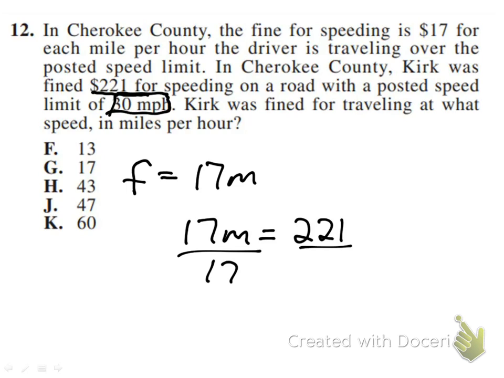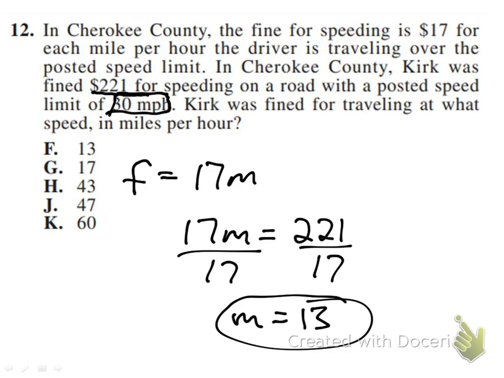And we're going to divide both sides by 17. Yeah, that's a nice little calculator problem you could use probably. You get M equals 13. But now be careful. What is this? That's the miles that he was traveling over the speed limit. Okay? The speed limit was 30.